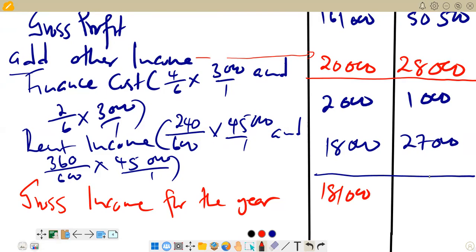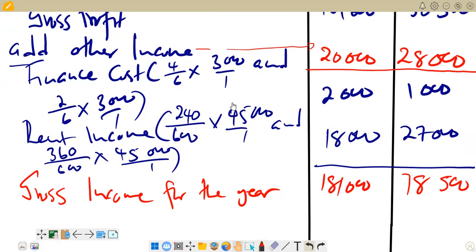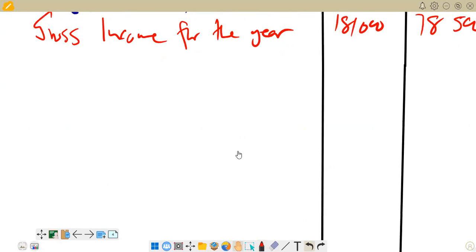This is for toys. For stationery, we are saying 50,500 plus 28,000. Then we get 78,500. So this is what we have in terms of gross income for the year. Then we go down.